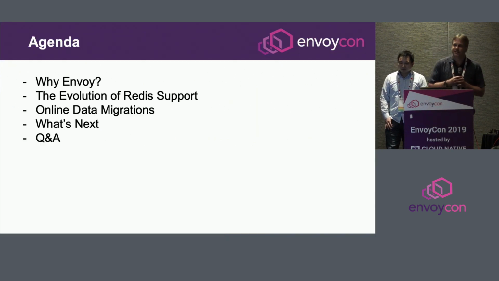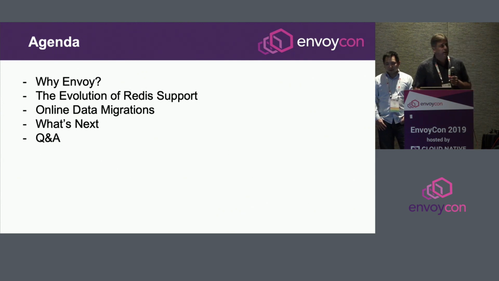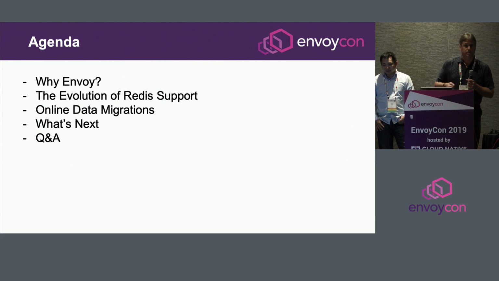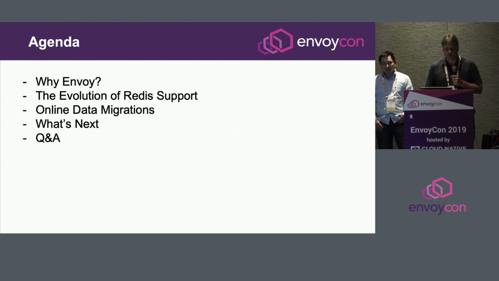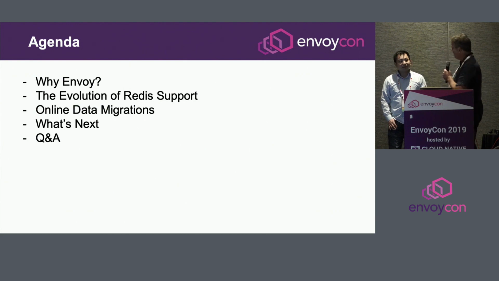I have the easy part, tell you about what we're going to actually talk about in this talk. First, we're going to start out with a little bit about why Envoy. And then Henry's going to jump into the actual evolution of Redis support, and we'll show you some of the deeper internals of what's going on. And then Nico's going to cover online data migration as a real production use case. And then we'll end with a little bit about what's next, and hopefully we'll have time for Q&A.